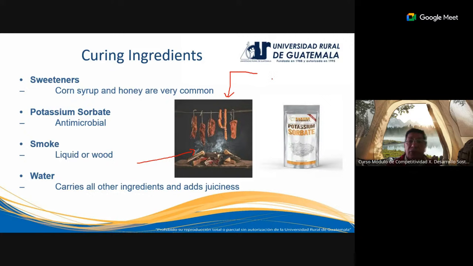And let me check if we have another topic to speak about. Ah, yes, here. You will be able to find this product also at the drugstore, the potassium sorbate, if you need to preserve your homemade meat. Let's continue.